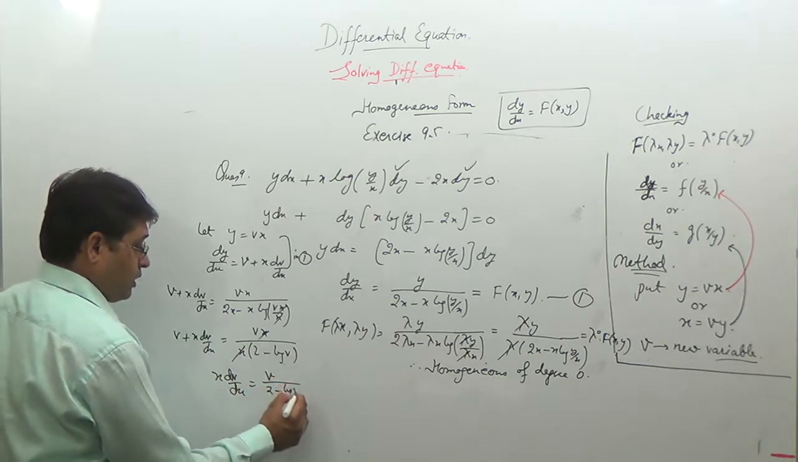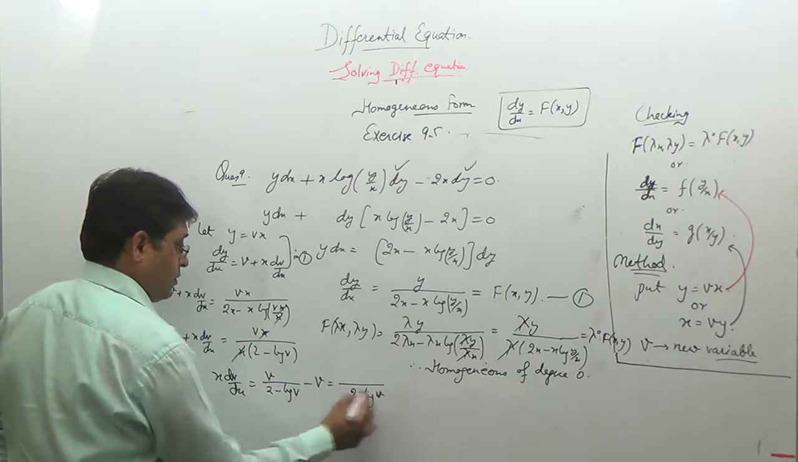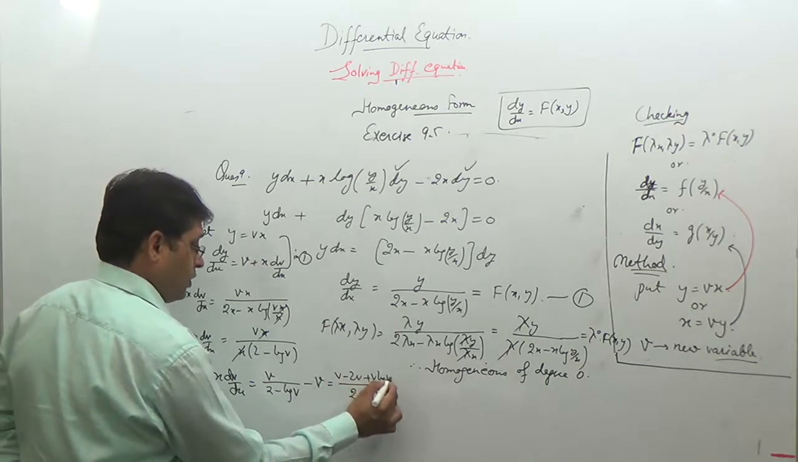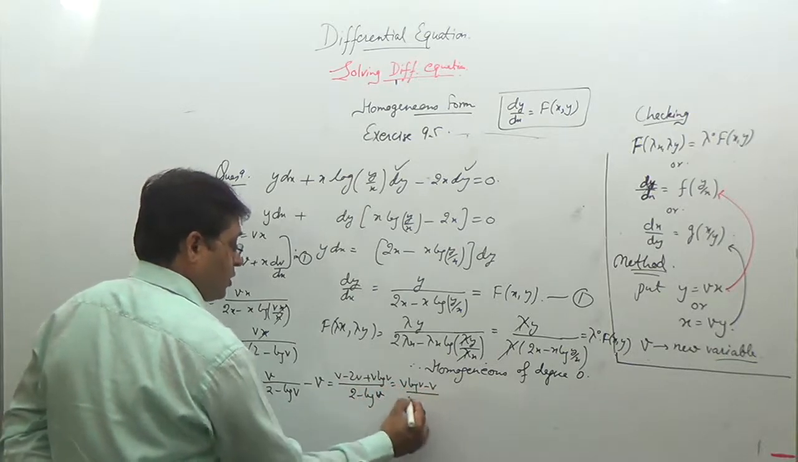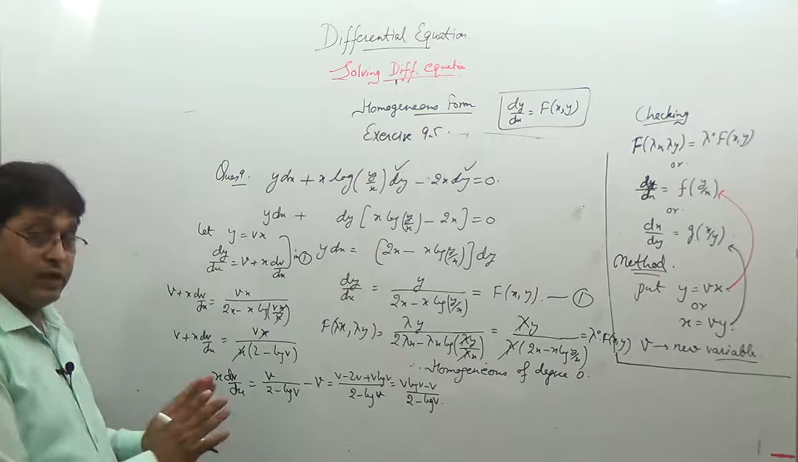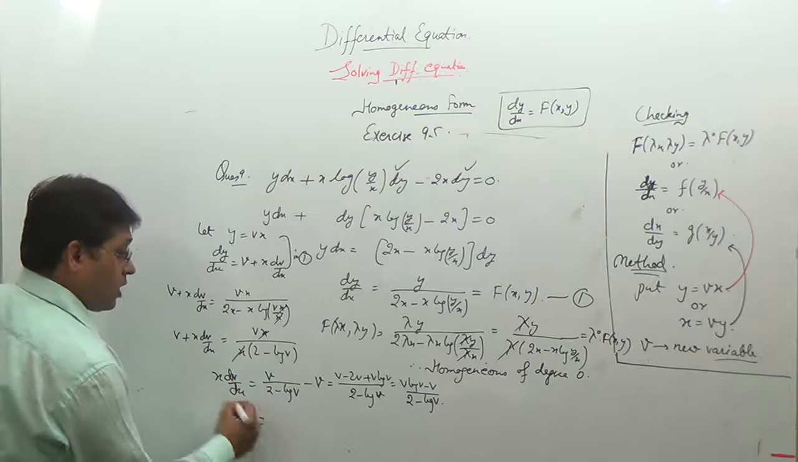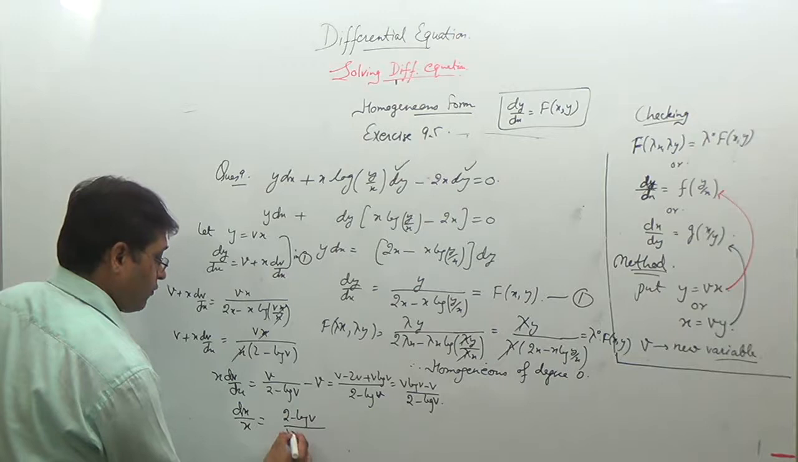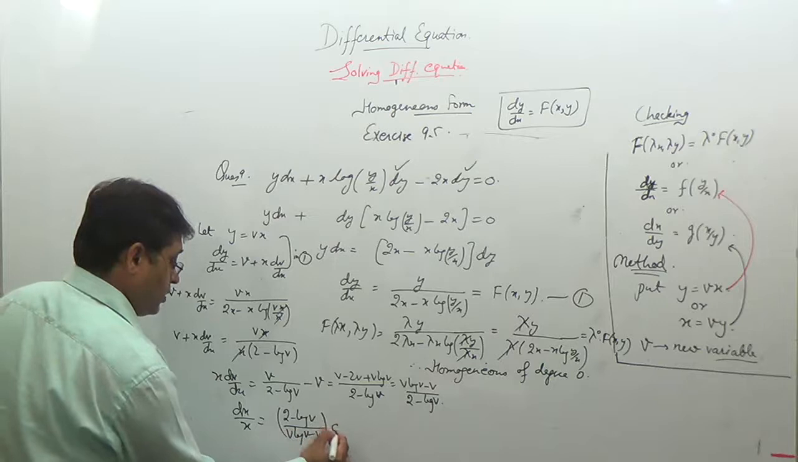Now take v to the right hand side as usual, x dv by dx is equal to v upon 2 minus log v minus v, take LCM, v minus 2v plus v log of v, which is equal to v log of v minus v upon 2 minus log of v. Now variables can be easily separated, so you will get dx upon x is equal to 2 minus log of v upon v log of v minus v into dv.